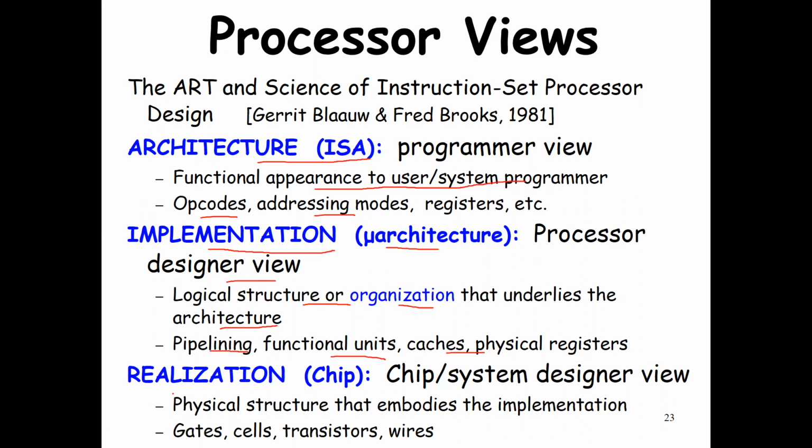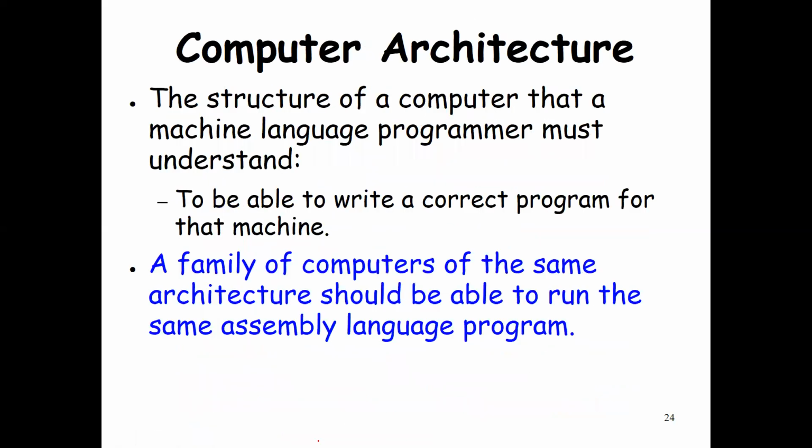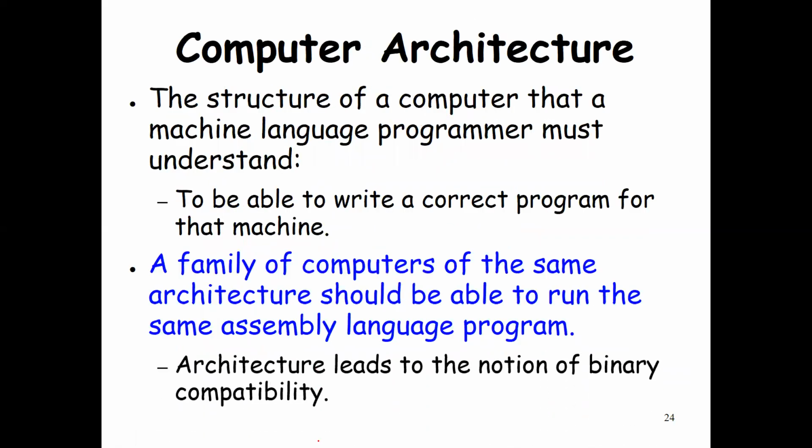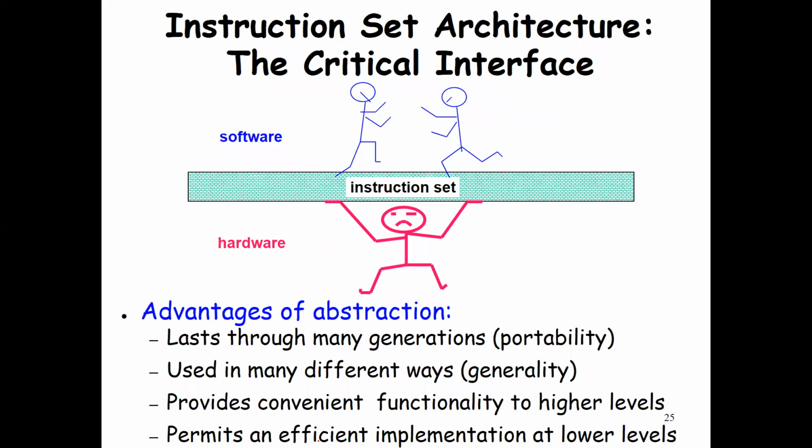And then we can also view the processor from a realization viewpoint, which represents the chip design or system design view. This represents the physical structure that embodies the implementation. It talks about gates, transistors, wires, so on and so forth. Okay. So if you consider the instruction set architecture, where does it come?